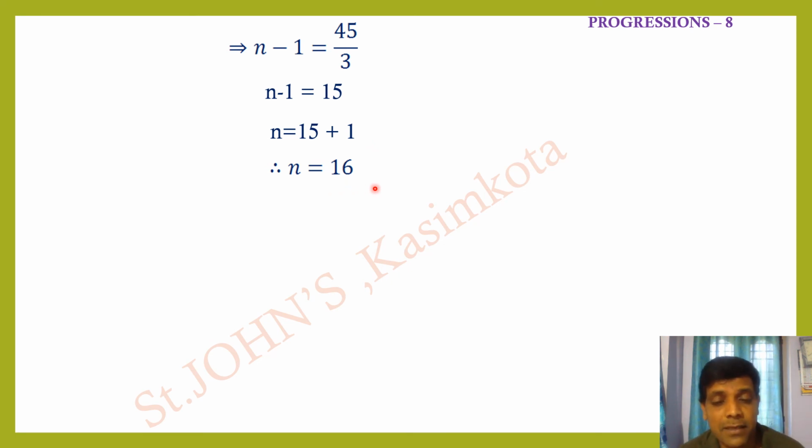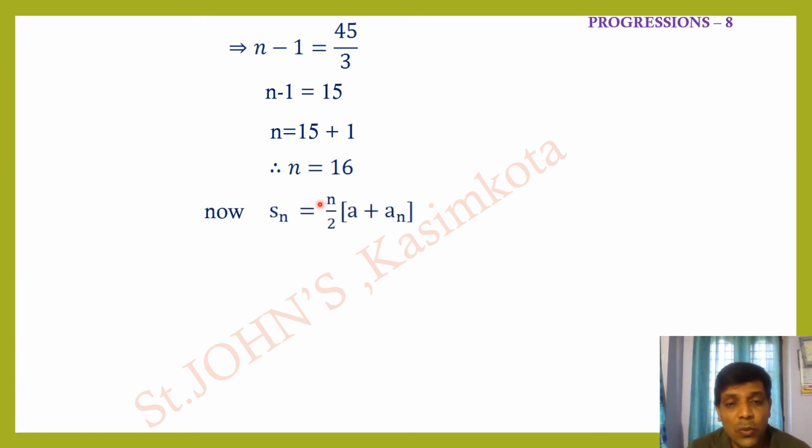16 terms are there. So we have to find the sum of 16 terms. Now we have to apply the sum of n terms formula. Sum of first n terms: Sn equals n by 2 into (A plus An). Because we know the value of A and An also. A means first term, An means last term, and N means 16. Okay. So substitute these three values in the given formula.